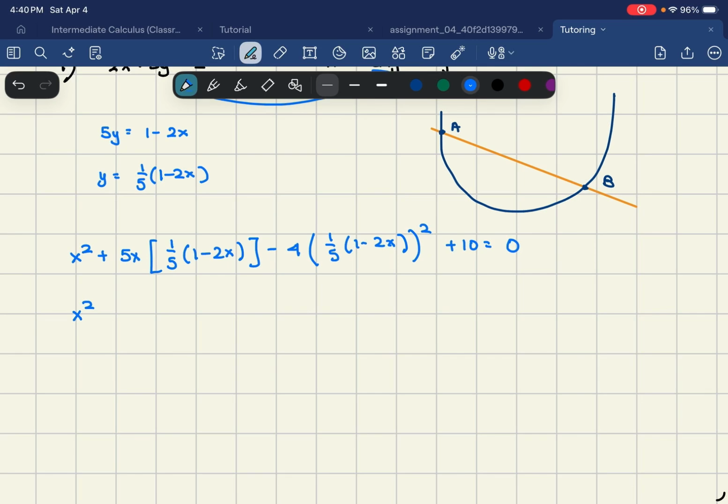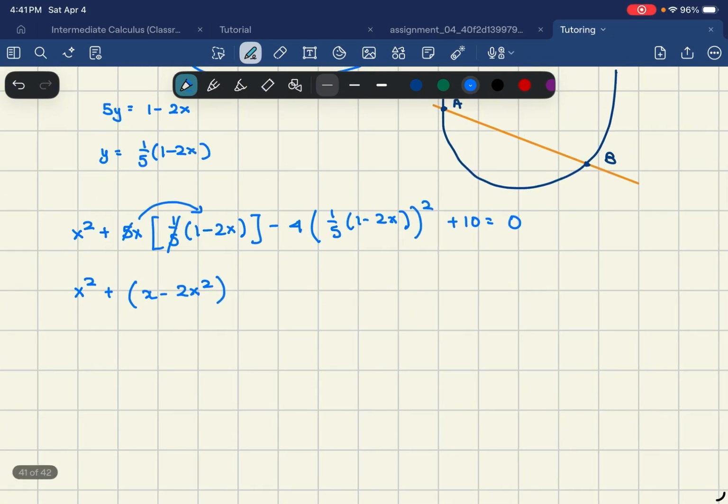X squared, 5 times 1 over 5, that's just 1. And then I can distribute x inside. So that gives me x minus 2x squared, right? So 5 cancels out with 1 over 5, and then I can distribute x inside the bracket. Minus 4, let me square the term first. So 1 over 5 squared is 1 over 25. And then I have 1 minus 2x whole squared. So that is 1 minus 4x plus 4x squared. Plus 10 equals 0, right? So if you square this, you're going to get this expression.